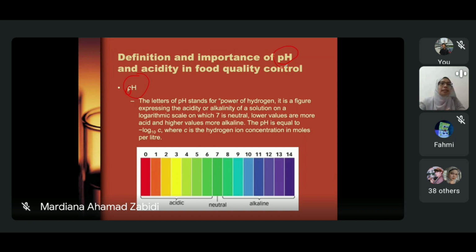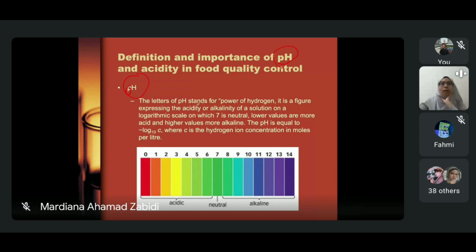That is the first thing yang I selalu jumpa untuk students when they write about pH. Walaupun nampak kecil, but actually it gives a strong impact that you do not really well versed about certain terms, how to write a proper terms for scientific terminology. Okay, itu satu je lah.